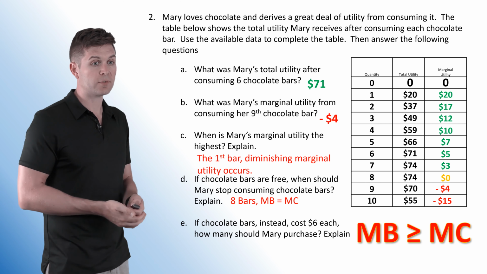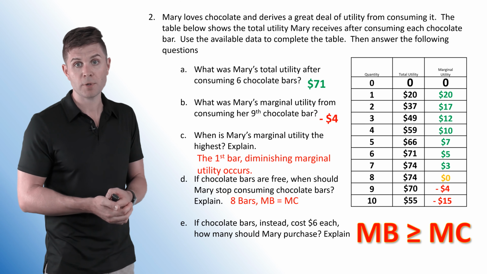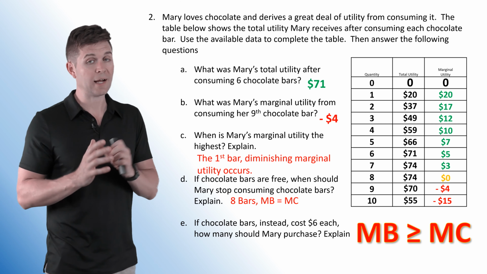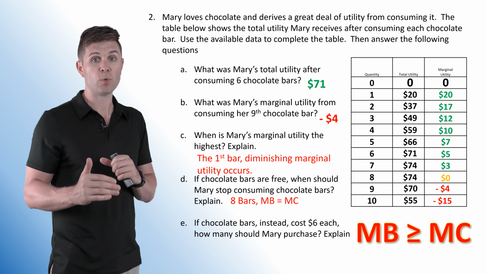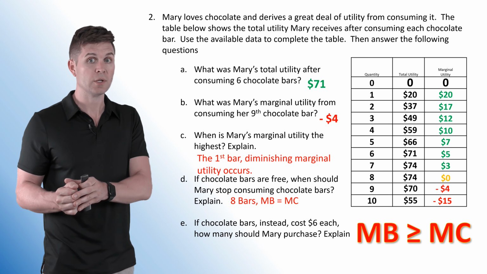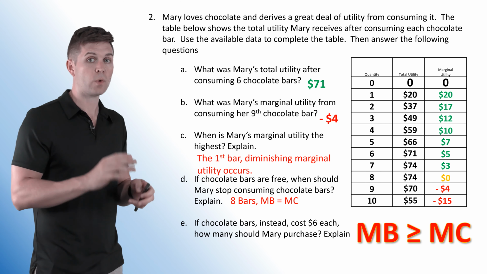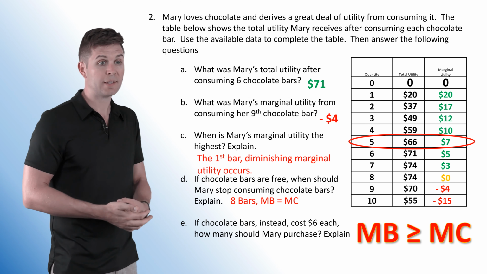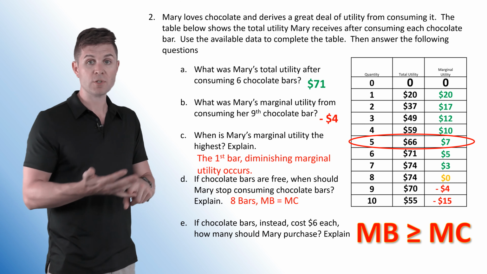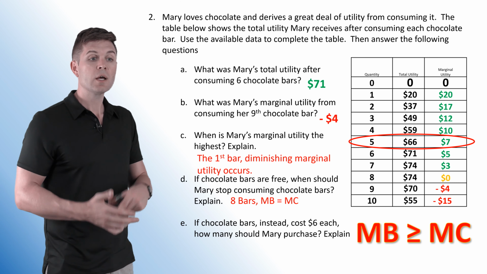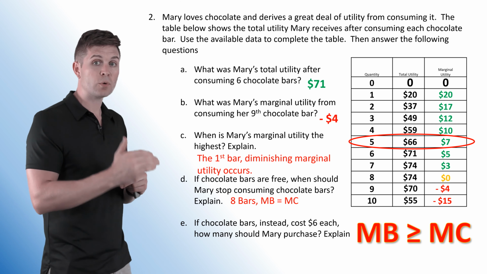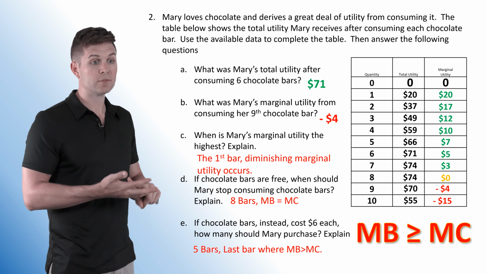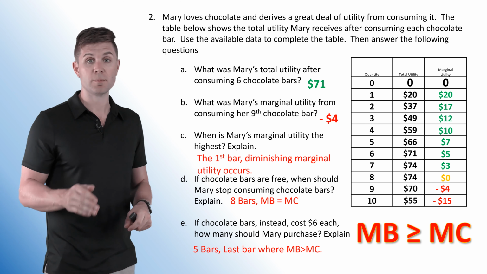Now E, if chocolate bars instead cost $6 each, how many should Mary purchase? Explain. Now, so in this case, our marginal cost then would be $6 each. So we would consume up until the point where it gives us $6 in satisfaction. We do not have a point on this table where it gives us $6 in satisfaction, so we're going to use the last point that is actually greater than. In that case, it would be 5 chocolate bars. She gets $7 worth of satisfaction. Marginal benefit is greater than marginal cost. If we would go down to the 6, she's only getting $5 in satisfaction, so it's not worth it. So 5 bars, it's the last bar where the marginal benefit is greater than the marginal cost.